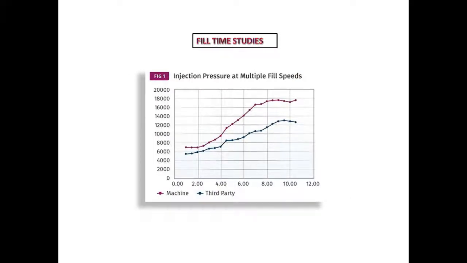We also have fill time studies, and there's a number of different ways of recording these and reasons why. In this particular one, they're actually measuring a difference in injection pressure at multiple fill speeds. Now, originally they were using a machine pressure transducer. That would be the data that you're seeing in the purple. On the left-hand side, they're measuring pressure, then they're measuring the actual fill time at the bottom. Well, what concerned them was when they went to a third-party pressure transducer, the data totally changed. As you can see, it's a lot lower.